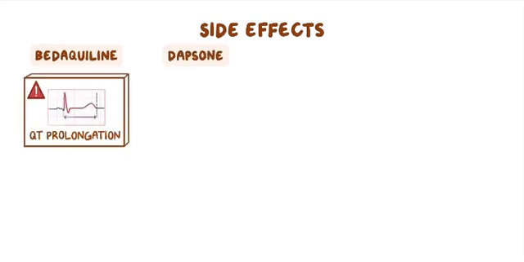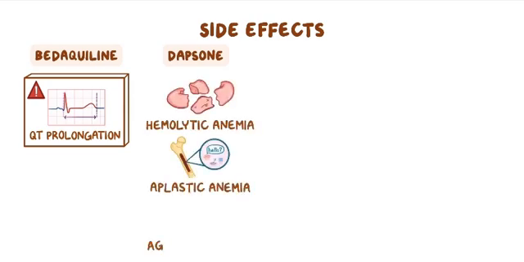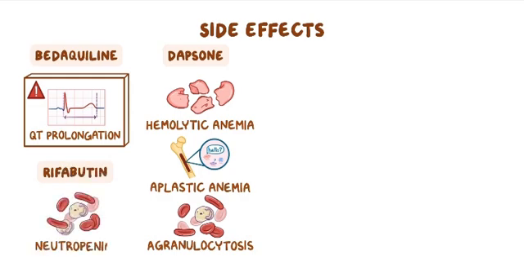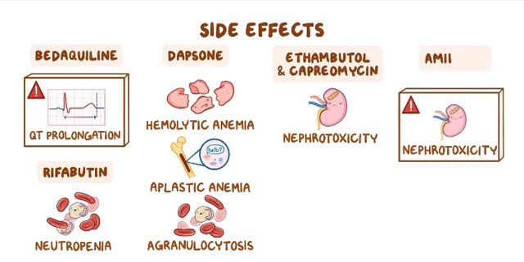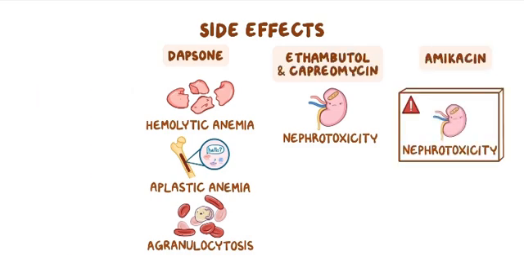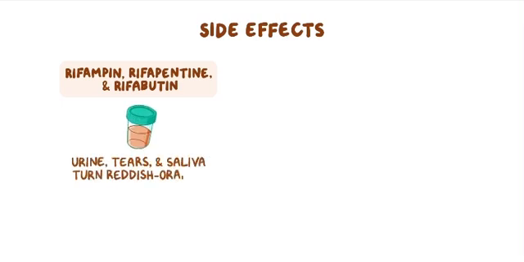Dapsone can cause hematological problems like hemolytic anemia, aplastic anemia, and agranulocytosis, while rifabutin can cause neutropenia. Nephrotoxicity is a side effect of ethambutol and capreomycin, and a boxed warning for amikacin. Finally, rifampin, rifapentine, and rifabutin can turn certain body fluids like urine, tears, and saliva a reddish-orange color.